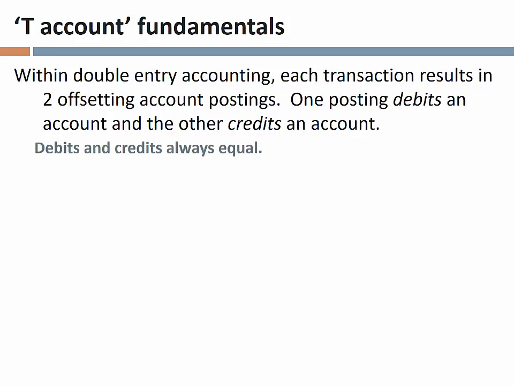The key principle to keep in mind, without exception, is that debits and credits are always equal. So if we have a $200 transaction, you're going to expect to see a $200 credit somewhere and a $200 debit somewhere. Keep in mind, a $200 transaction results in two $200 postings, not $100 and $100.